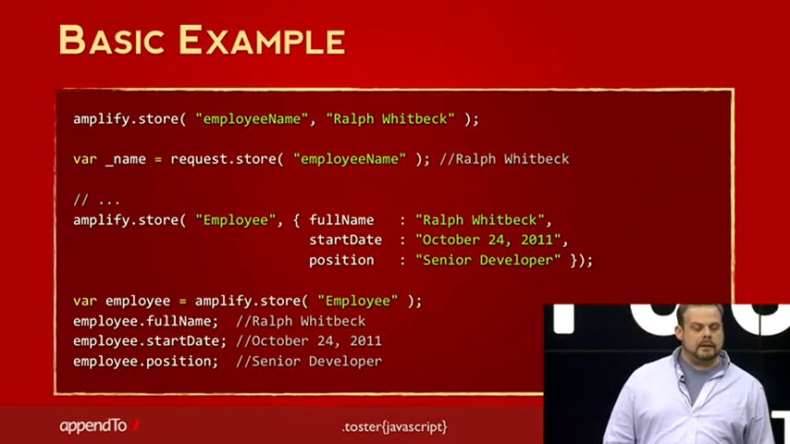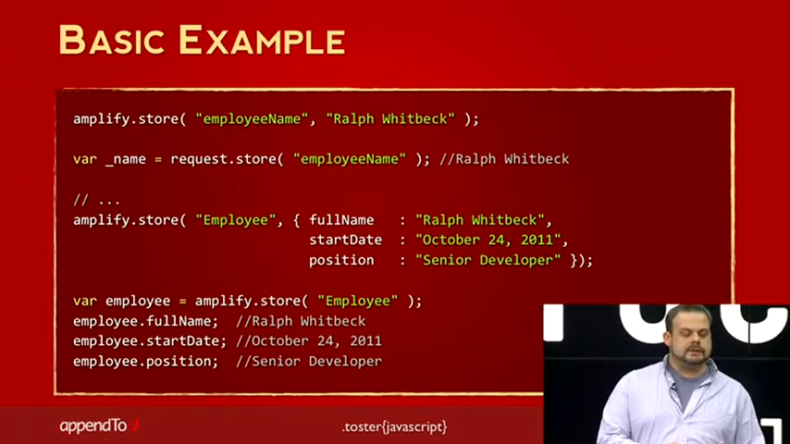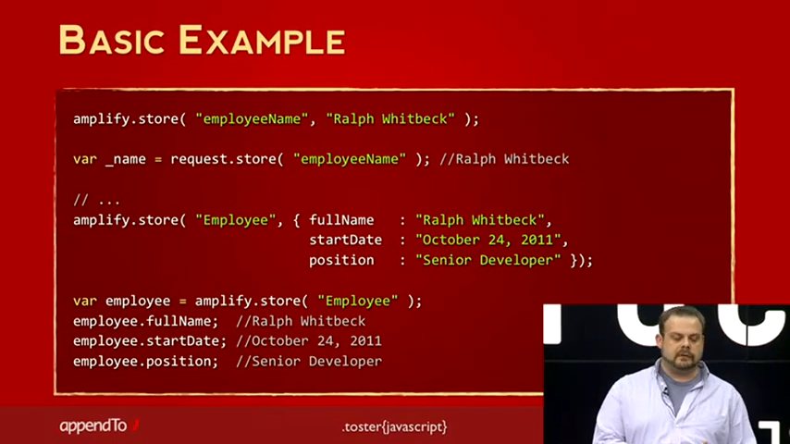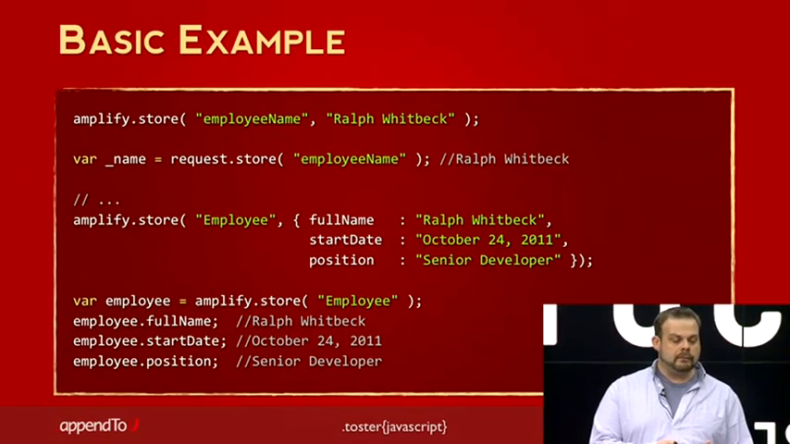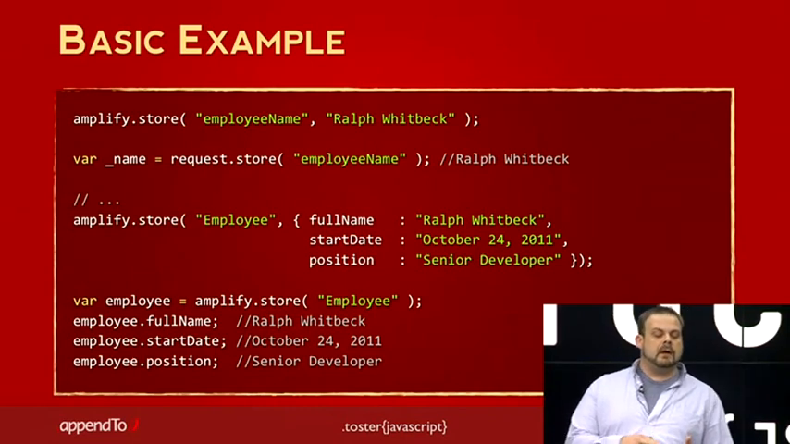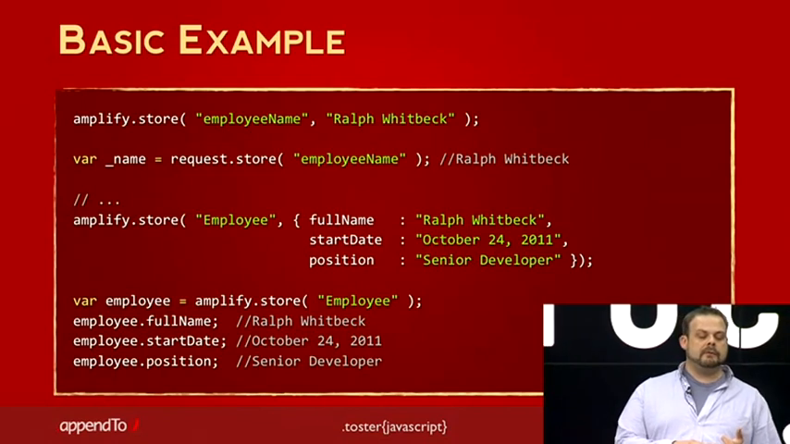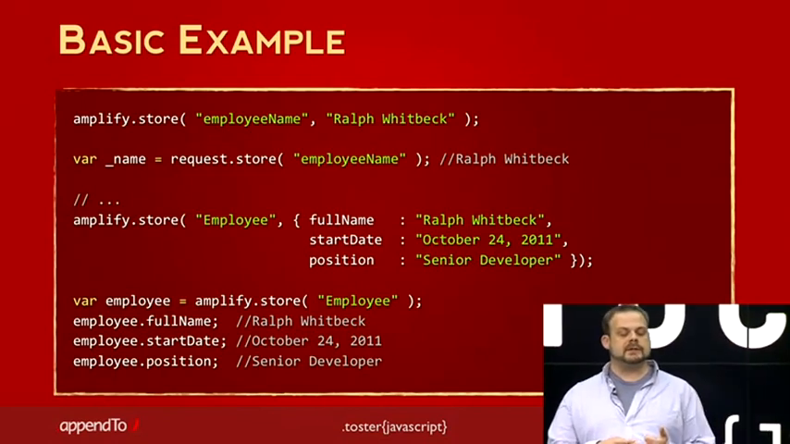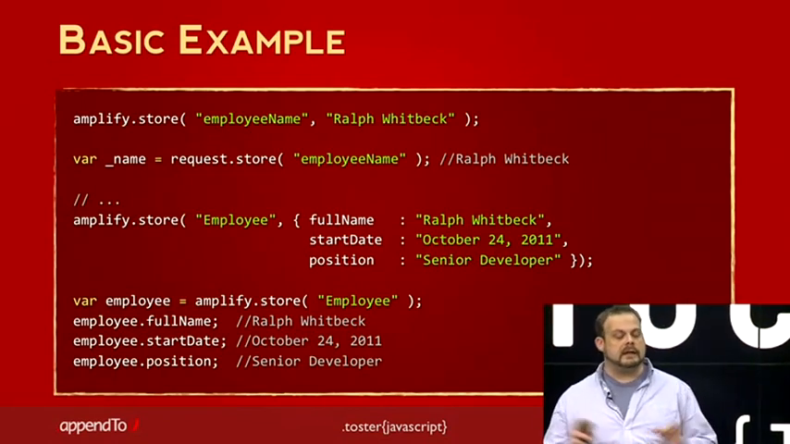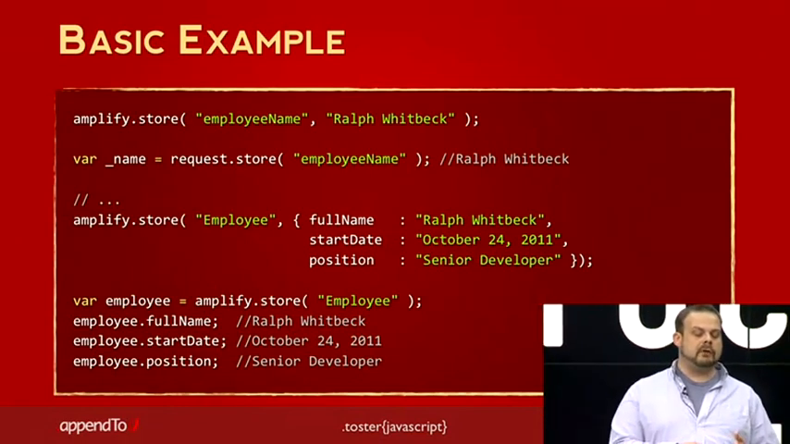So here, the local storage technology is being passively decided for you. So it's going to pick the best local storage for you. So Amplify.store, employee name, Ralph Whitbeck, we've seen that. If we want to get that value out, we can just declare a variable, _name, and just do amplify.store, and then the topic, the key that we want. And that will return Ralph Whitbeck as a string.